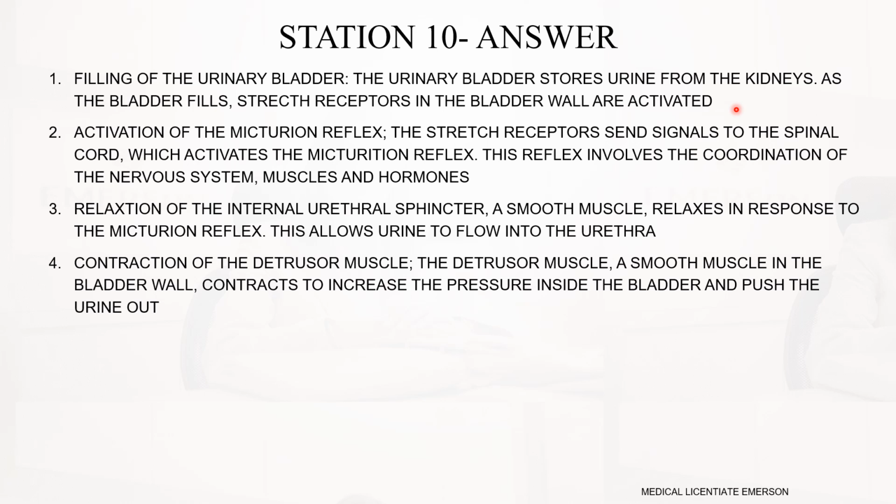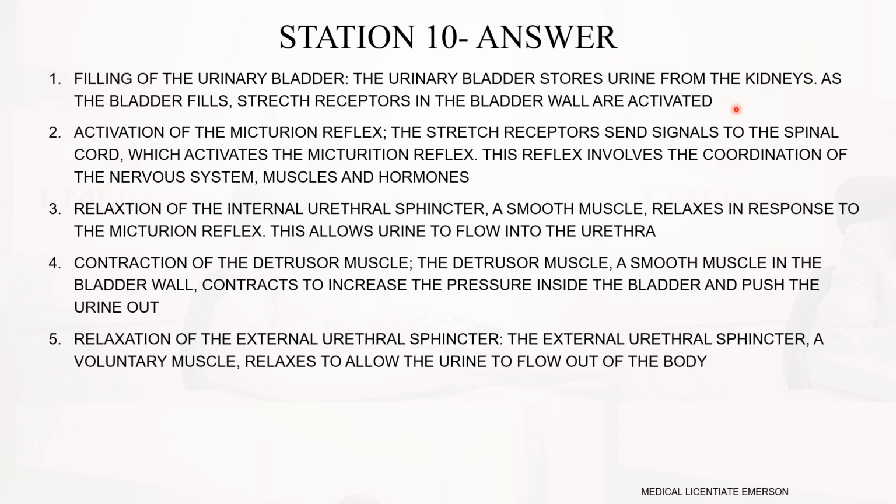Then step 4 is contraction of the detrusor muscle. So the detrusor muscle is a smooth muscle in the bladder wall, which contracts to increase the pressure inside the bladder and push the urine out. Then step 5 is the relaxation of the external urethral sphincter. So the external urethral sphincter, which is the voluntary muscle, relaxes to allow urine to flow out of the body.